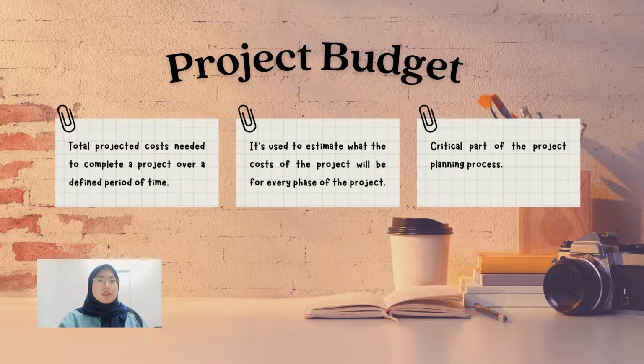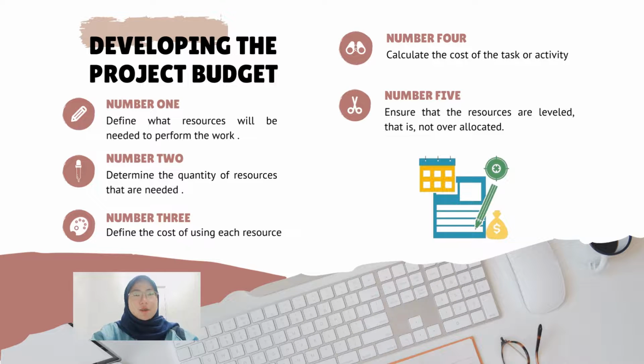A project budget is the total projected cost needed to complete a project over a defined period of time. It's used to estimate what the cost of the project will be for every phase of the project. Creating a project budget is a critical part of the project planning process. The project budget will include such things as labor costs, material procurement costs, and operating costs. To meet all the financial needs of your project, a project budget must be created thoroughly, not missing any aspect that requires funding. To do this, we've outlined 5 essential steps toward developing the project budget.